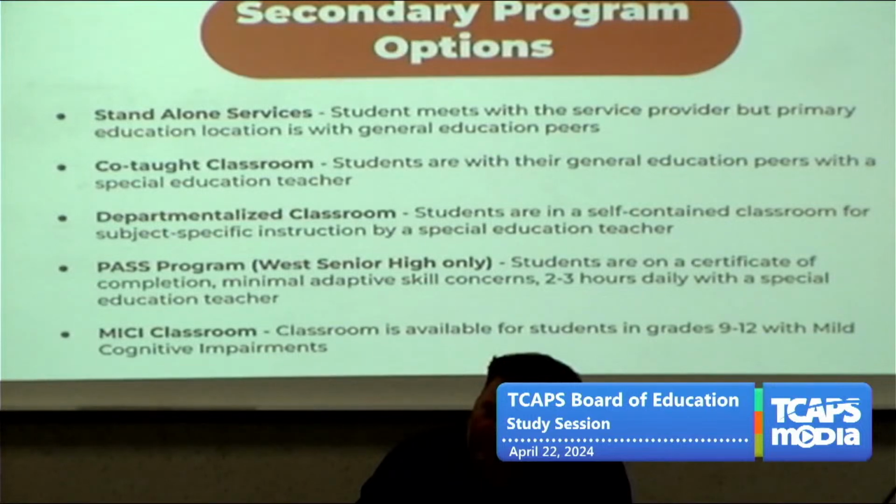The PASS program, which is at West Senior High only, those are my babies. They are certificate of completion. They're not babies. They would hate if I said that. They are like 16, 17, and 18, but they'll always be called my babies. I'm with them 2 to 3 hours a day. And then the MyKai classroom, which again is the mild cognitive impairments, those students are 9 through 12 over at Central.